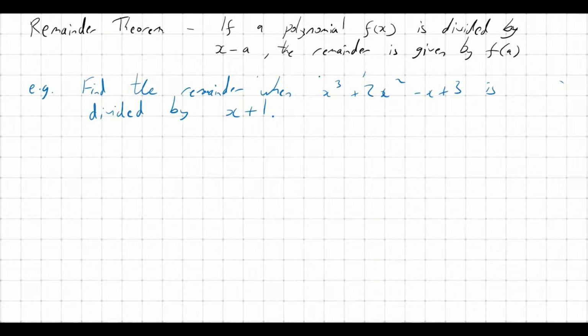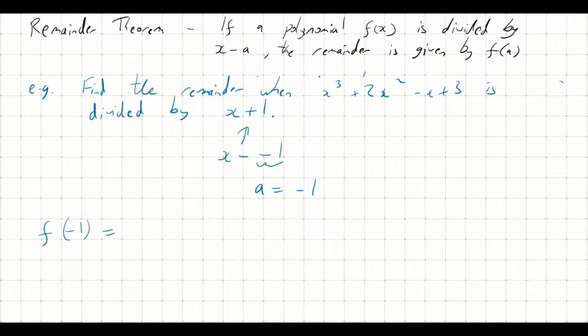Okay, well, let's look at this. We're dividing by x plus 1. Well, we want this in the form of x minus a. Well, x plus 1 is x minus minus 1. So that's the correct form. So that means that a is equal to minus 1. So we're just going to work out f of minus 1.